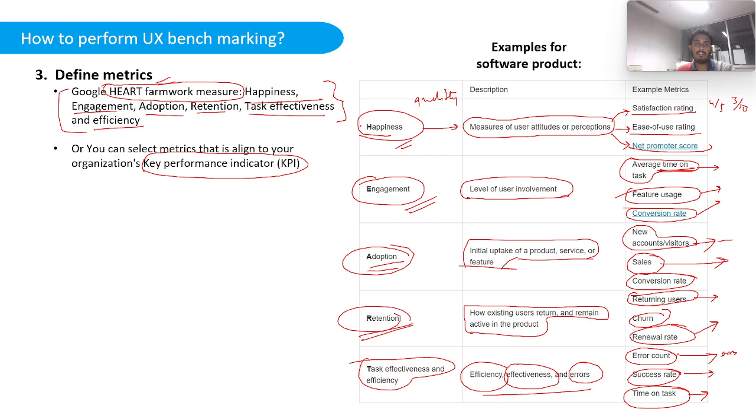So likewise, what we do here is we try to benchmark a particular product based on these qualitative measures, and for that we try to identify some quantitative measures by which these factors can be understood. Okay, and these are examples. So defining these metrics, like how to capture that information, is the job of the third task.